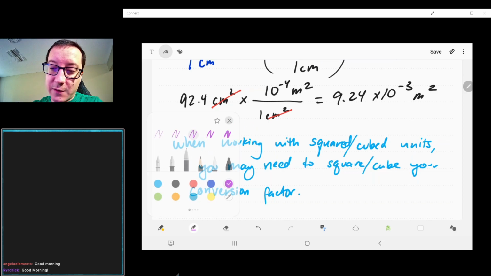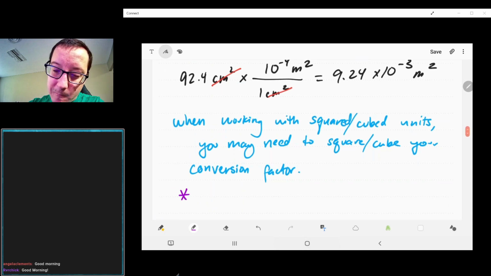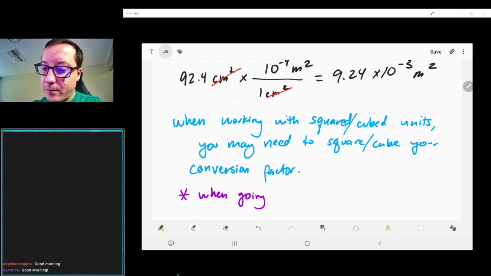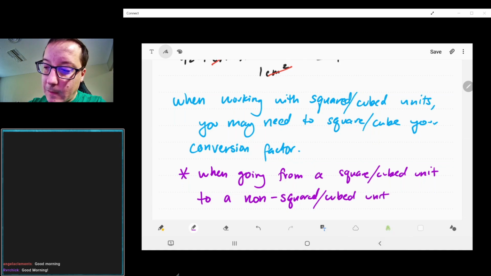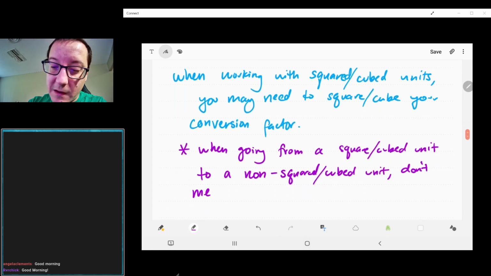I'm going to put a footnote here. When going, let's see, from or to, let's just say from a square or cube unit to a non-squared or cubed unit, you don't mess with the conversion factor.